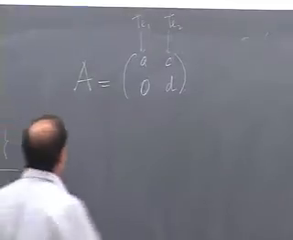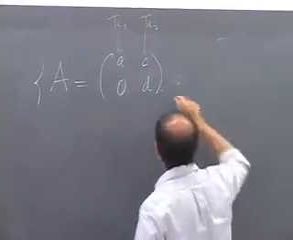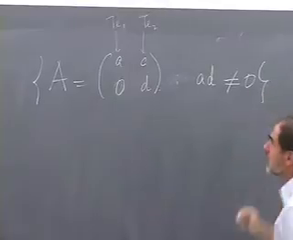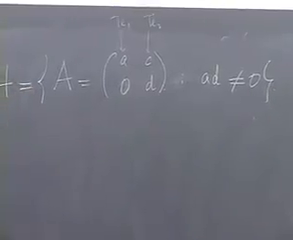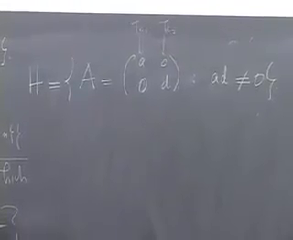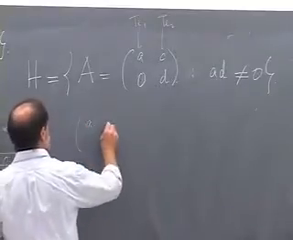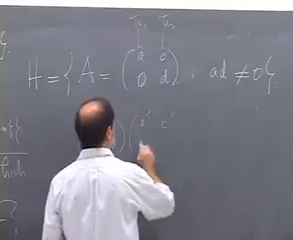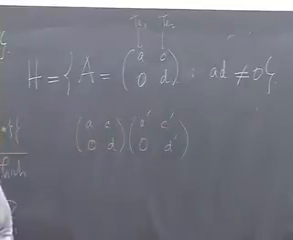And then we want it to be invertible. So that just means that its determinant is non-zero. So AD is not equal to 0. That's the subgroup of 2 by 2 matrices that fix the line. And then we better check that it's closed under multiplication, huh? I mean, we might have gotten it wrong. So we better check that if we multiply two matrices that look like this, we get another matrix that looks like this.